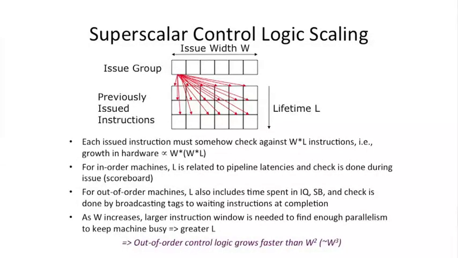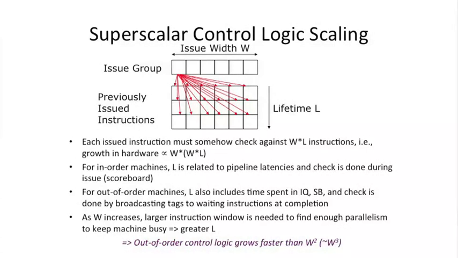Let's take a look at first the complexity of this for an in-order machine. So an in-order machine is not so bad. L is kind of the pipeline length. You have your width, but you just basically have to have a scoreboard to figure this out. And as we said, that's an index-based structure.